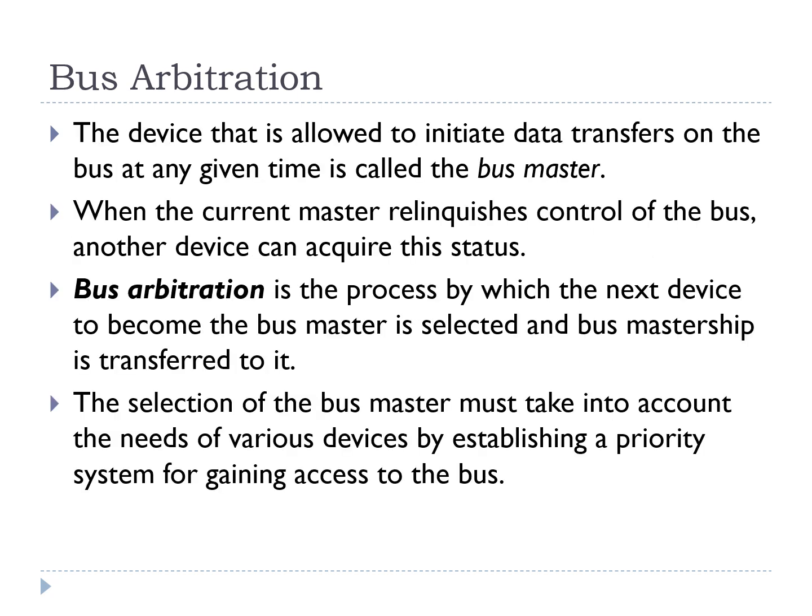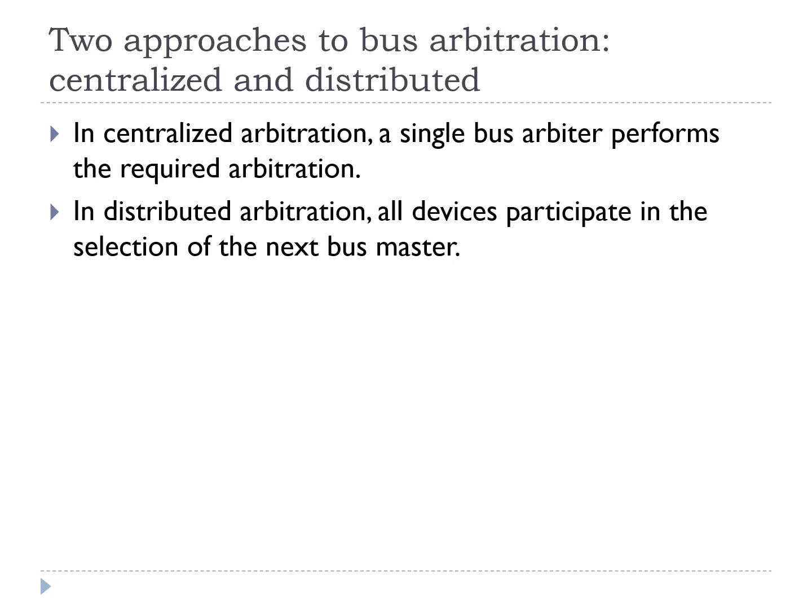The device that is allowed to initiate the data transfer, we call it the bus master. When the current master relinquishes the control of the bus, another device can acquire the status of the bus master. And bus arbitration is the procedure by which the bus master is selected and bus mastership is transferred. The selection of the bus master must take into account the priority of the device.